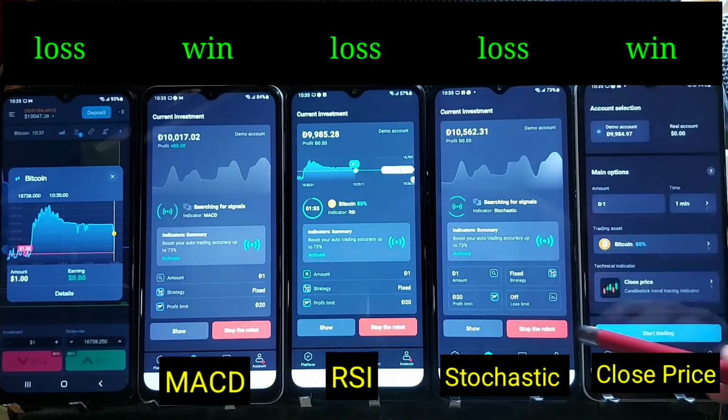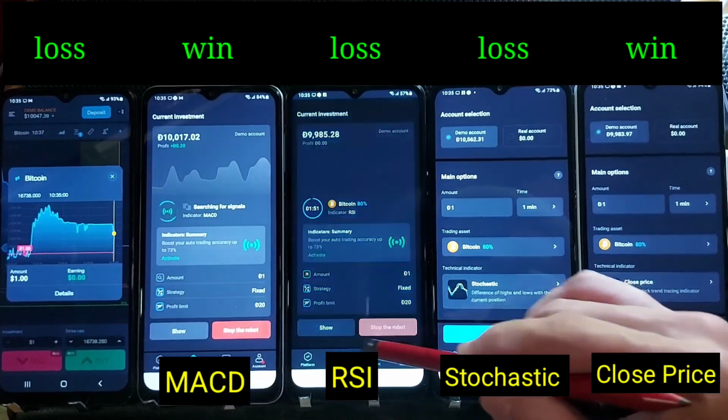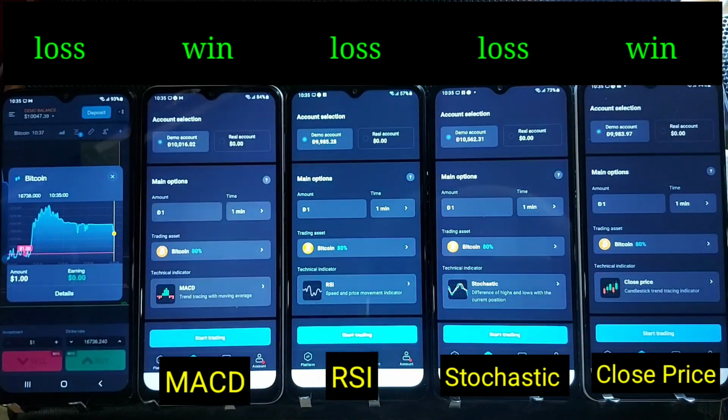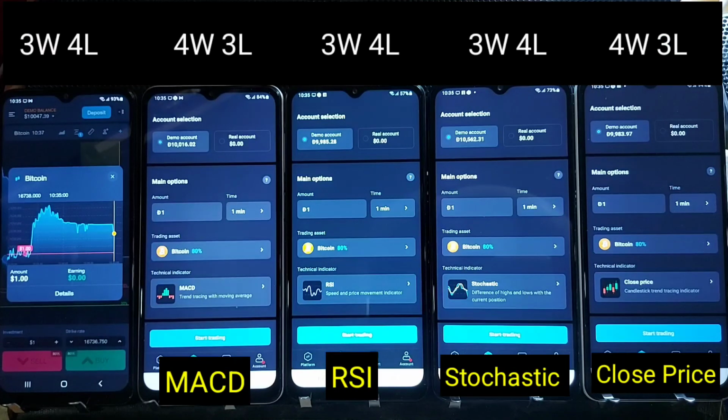We will now tally up the win-loss record for each of the robot and for our performance. For our performance, we had 3 wins and 4 losses. The MACD provided 4 wins and 3 losses. The RSI provided 3 wins and 4 losses. The stochastic provided 3 wins and 4 losses. And the close price indicator provided 4 wins and 3 losses.